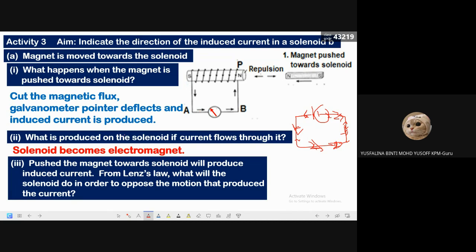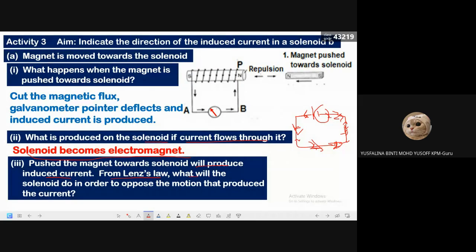So what is produced on the solenoid if current flows through it? The solenoid becomes an electromagnet, so it will attract. But an electromagnet is temporary only. If there is no motion between the magnet and the solenoid, then there's no induced current, and the solenoid will lose the electromagnet. So an electromagnet is only temporary.